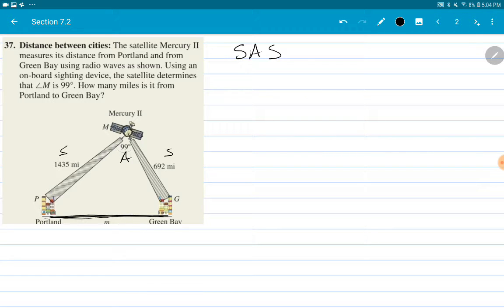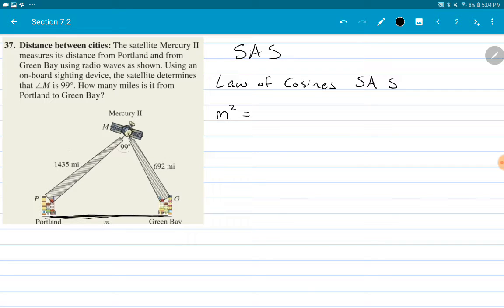So we can use the law of cosines for an SAS triangle. Since we don't have any pairs, we can't use sines. And the law of cosines for that last side, to find the measure of a side, the formula is that side squared is equal to the sum of the other two sides squared.